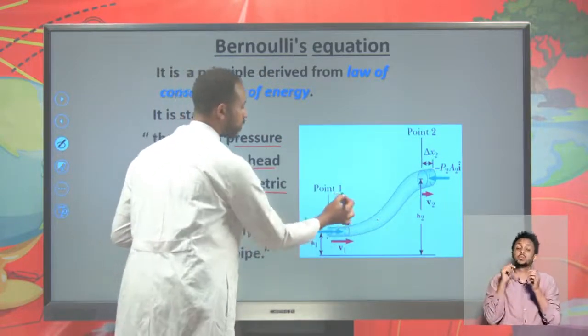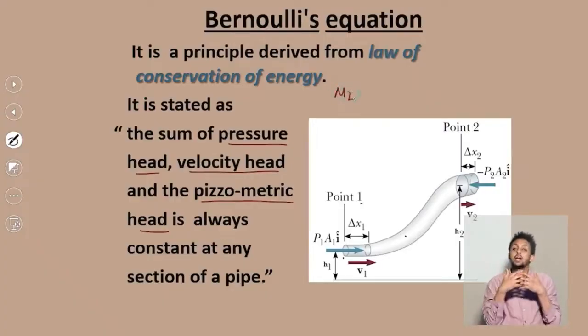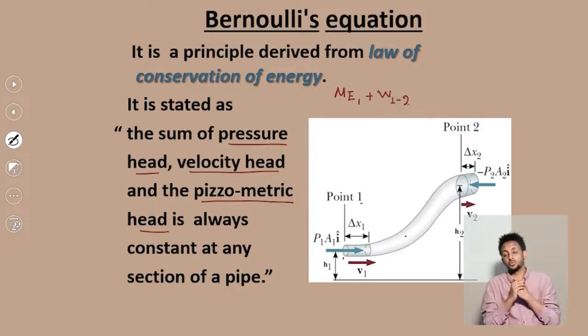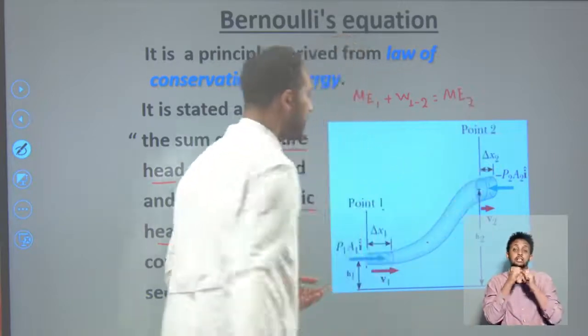We can take point 1 and point 2. At point 1, mechanical energy at point 1 plus the work done by the difference in pressure. Here we have pressure P1, here we have another pressure P2, oppositely acting, so that due to the difference in pressure there will be work performed, so that there will be mechanical work as we go from point 1 to point 2, is equal to mechanical energy at section 2 or point 2.